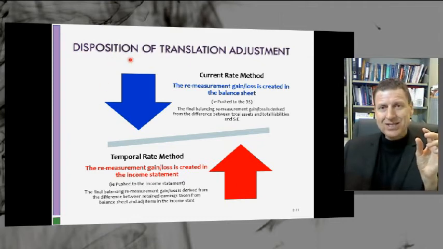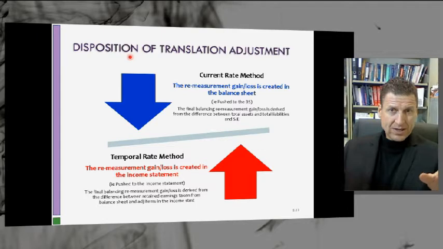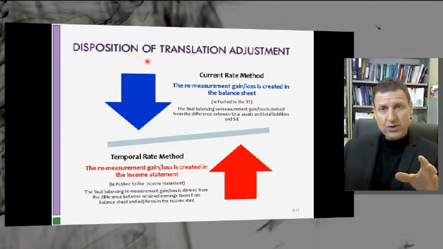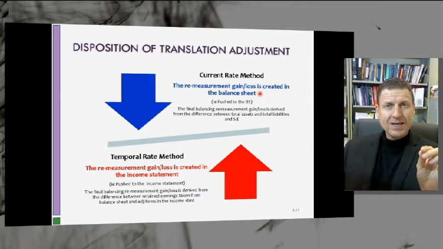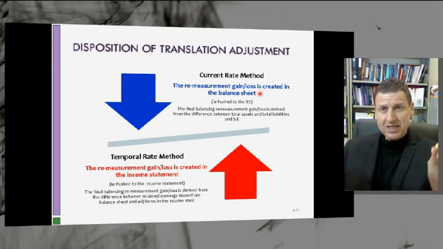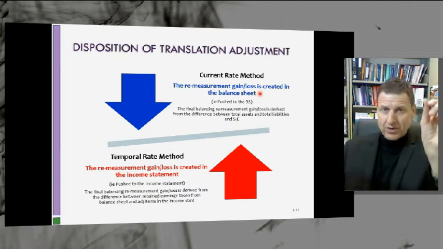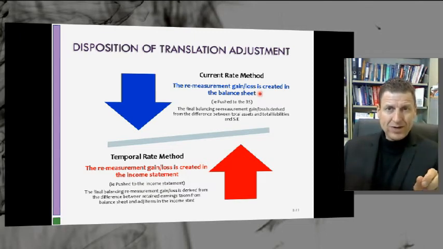With this translation adjustment, I just want to skip over the previous slide. I didn't explain it very well, but I want to show you a new slide here. Under the current rate method, the remeasurement gain or loss is created in the balance sheet. What do we mean here? Because the income statement naturally creates a new retained earnings, because everything in the income statement is adjusted according to an average exchange rate or an ending exchange rate under the current rate. That creates a retained earnings that goes into the balance sheet.